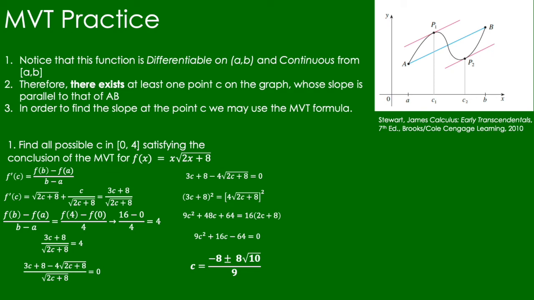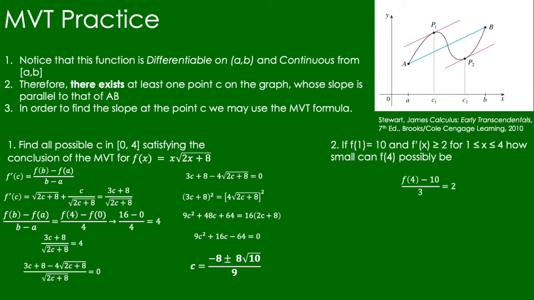Now, for the second example, we have f of 1 being 10 and the derivative being at least 2 within the specified interval 1 to 4. How small can f of 4 possibly be? Well, if we use the MVT formula, then we'll have this expression. And we're just wanting to find f of 4, so we solve for that, multiply both sides by 3 and add 10, and f of 4 should be at least 16.